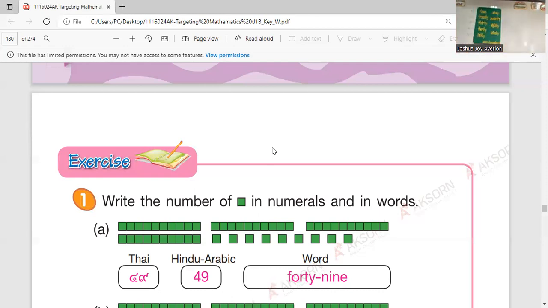Memorize the spelling of numbers. Spell 1 to 10. How are we going to spell 3? You don't know how to spell 3? Why is that G? T-H-R-E-E. Very good.